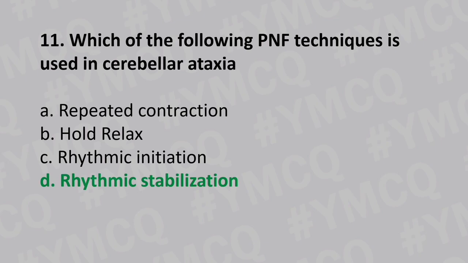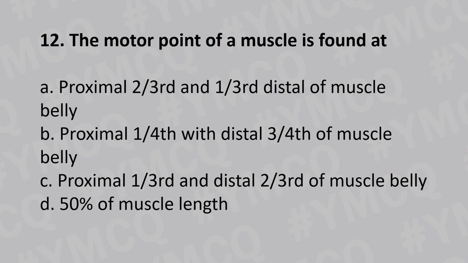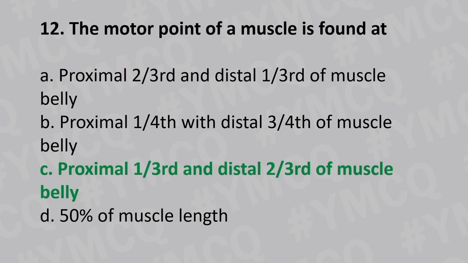The motor point of muscle is found at option A, proximal 2/3 and the distal 1/3 of the muscle belly. Option B, proximal 1/4 with distal 3/4 of the muscle belly. Option C, proximal 1/3 and the distal 2/3 of the muscle belly. Option D, 50% of the muscle length. And the answer is option C, proximal 1/3 and distal 2/3 of the muscle belly. Moving to our 13th question.